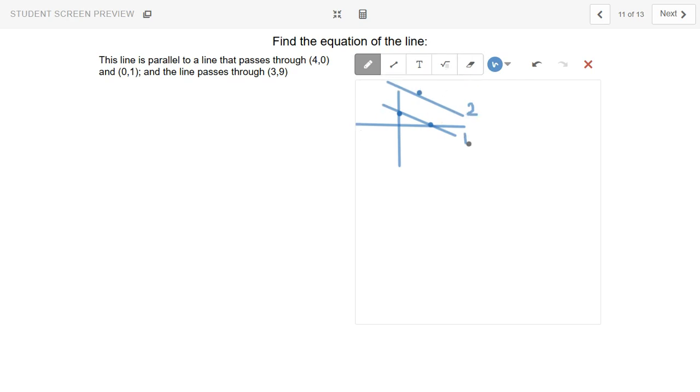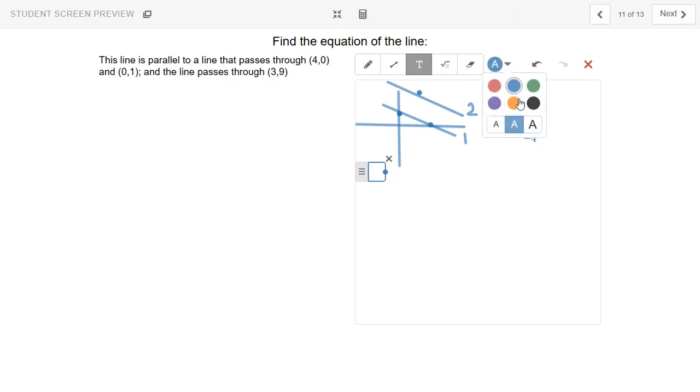Let's find the slope of the first line, and then we could say we know exactly what the slope of the second line is going to be. We're going to use the equation y2 minus y1, 1 minus 0, and 0 minus 4. So we have m is equal to 1 over negative 4. Both slopes are going to be 1 over negative 4.